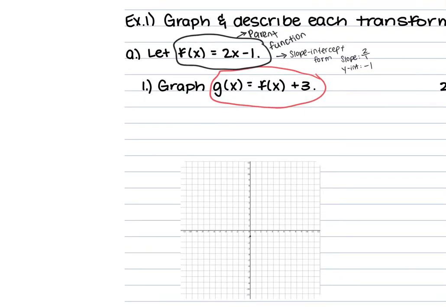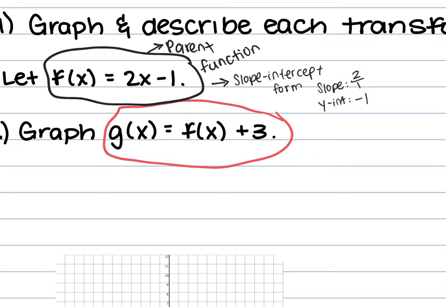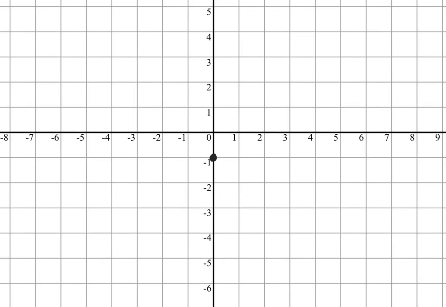If our slope is 2 over 1, what should we do from this point? Eli? Up 2 and then to the right 1. Perfect. So our next point is going to be here. And let's do it one more time. Up 2 units to the right 1 unit. Our next point should be here. So we've got 0, -1. The next point is 1, 1. And then the last point is 2, 3.